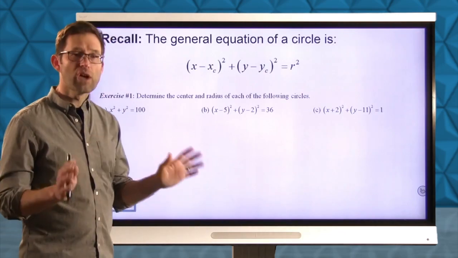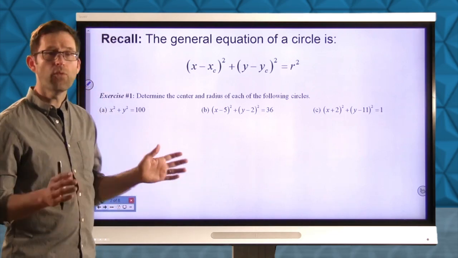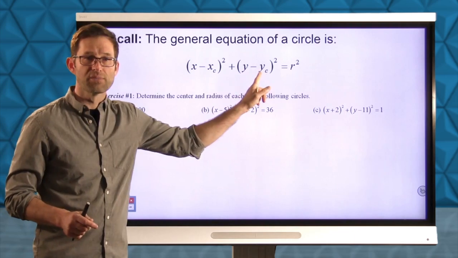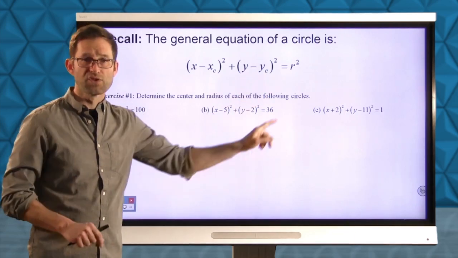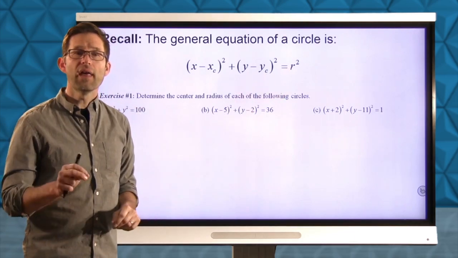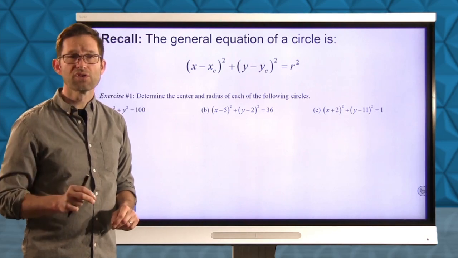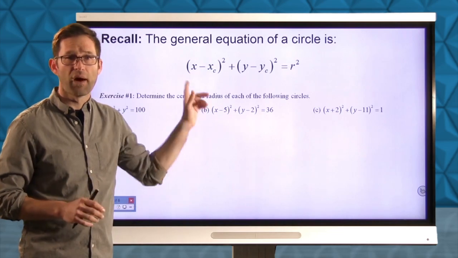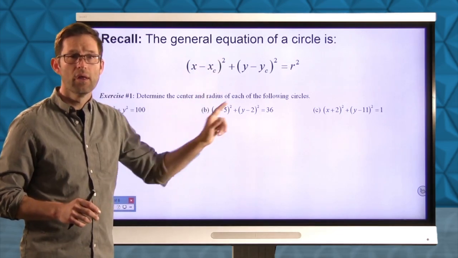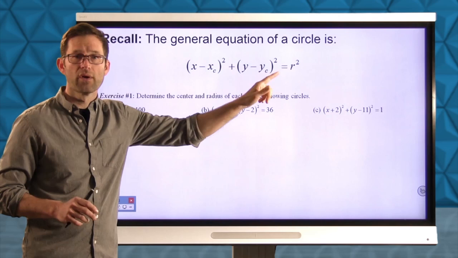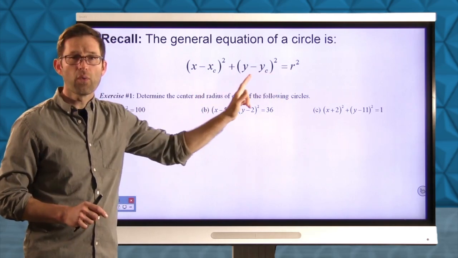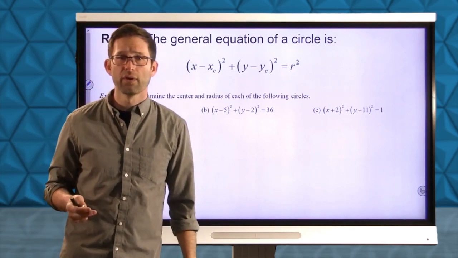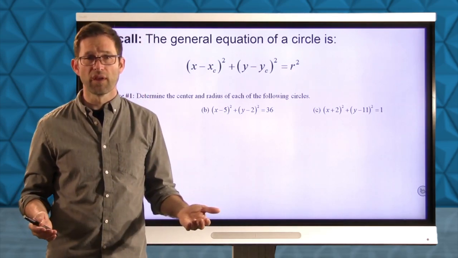The general equation of a circle: if we know the coordinates of the center of the circle, x sub c, y sub c, and we know the radius of the circle, r, then we can write the equation of the circle, or identify the center and the radius from the equation, by (x minus x sub c) squared plus (y minus y sub c) squared equals r squared. Remember, the equation of a circle essentially comes from either the distance formula or the Pythagorean theorem, either way you want to think about it.